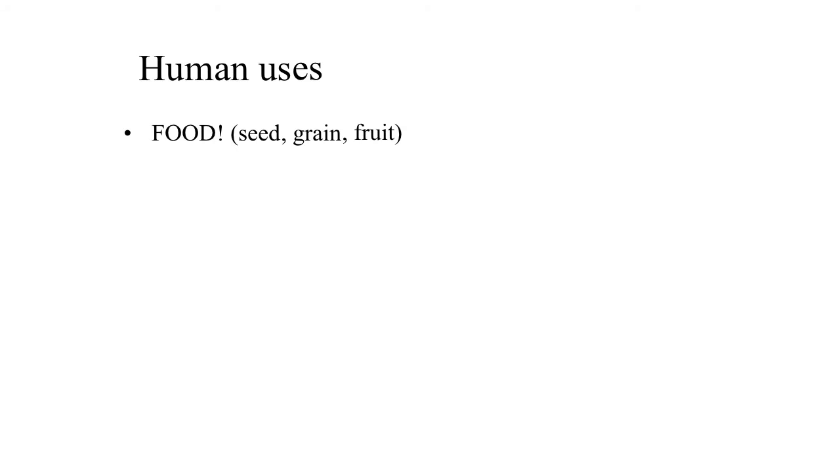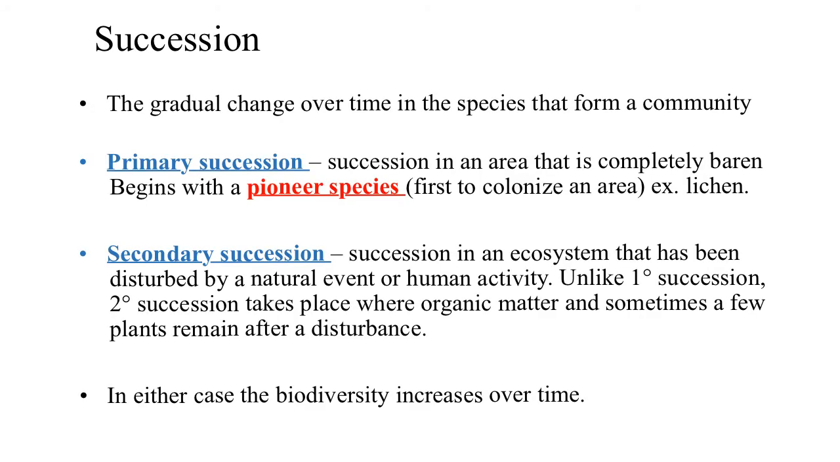Okay, so our final topic of the day is succession. The formal definition of succession is the gradual change over time in the species that form a community in a given area. Now, to me, that makes no sense. So, to me, the way that I see succession is like over time, biodiversity in an area will increase.